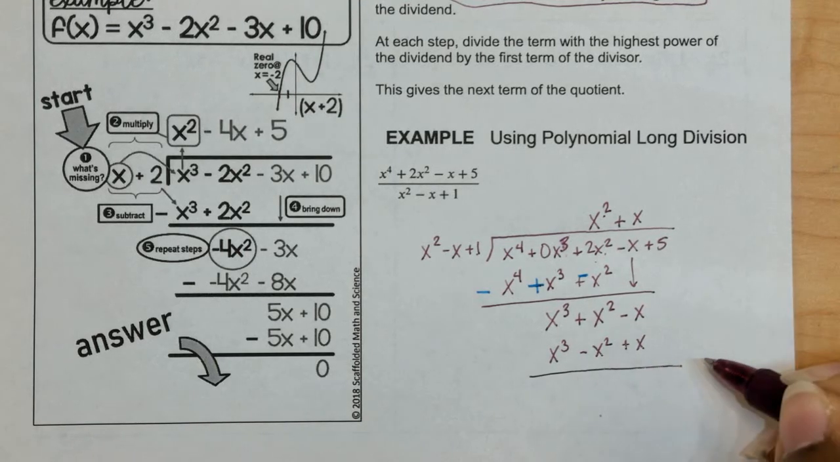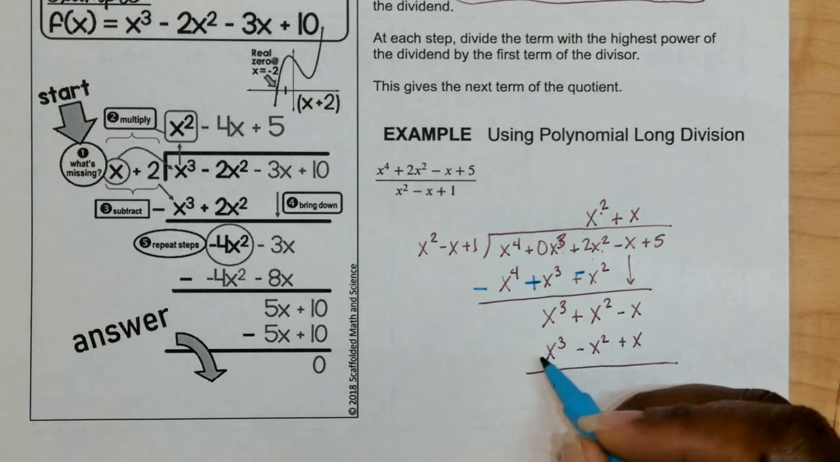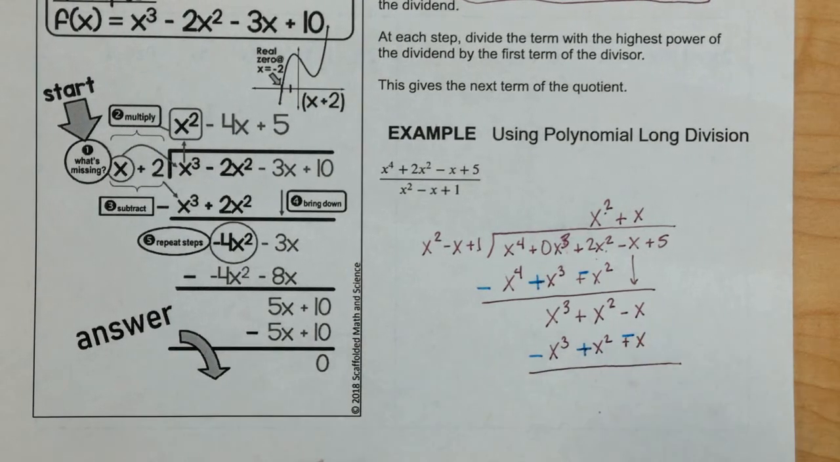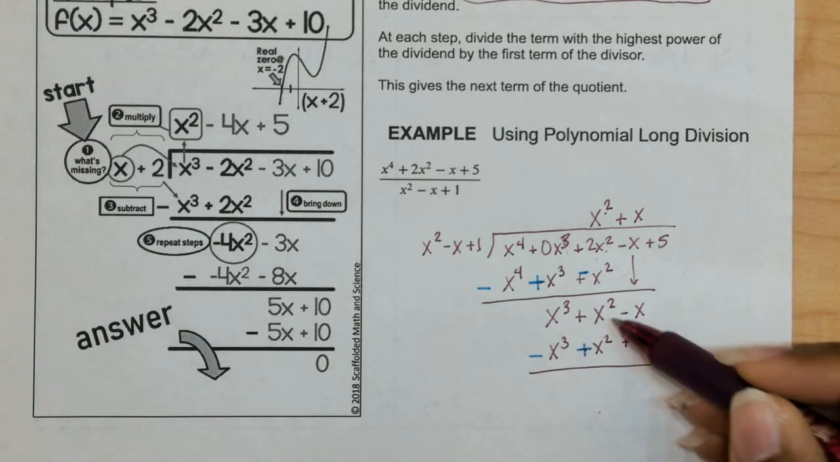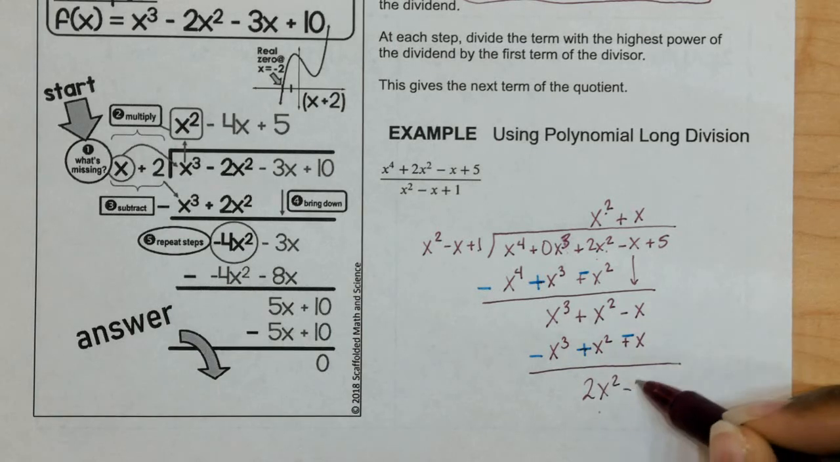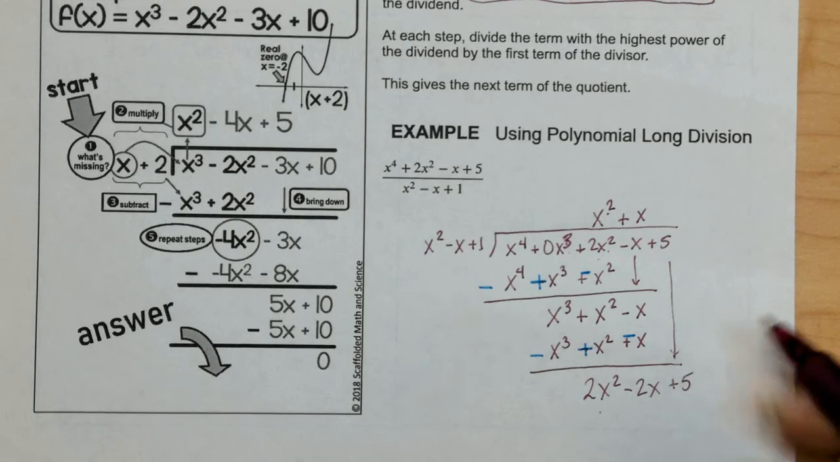What's our next step? You got it. We have to subtract. So then this becomes minus, this becomes plus, and this becomes minus. Alright, and we combine straight down. So that goes away. This is now 2x to the second, and this is now negative 2x. We bring down our last term, plus 5.